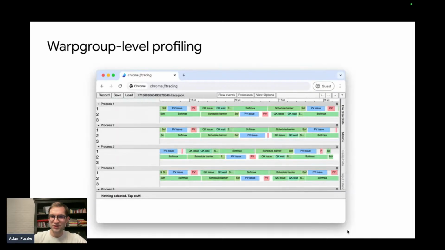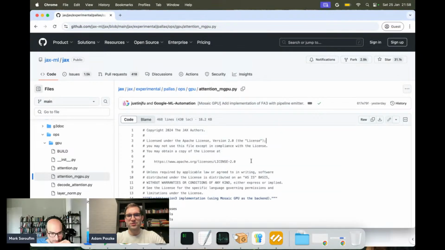One thing I do want to show you, though, is another cool feature that we have, which is work group level profiling. I'm very proud of this one. And so we'll quickly break out of the presentation for now.